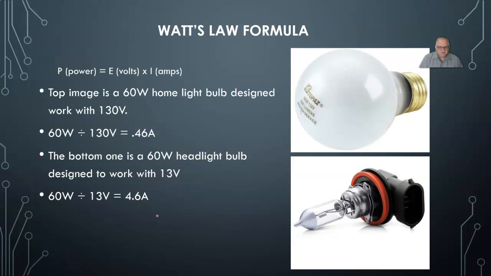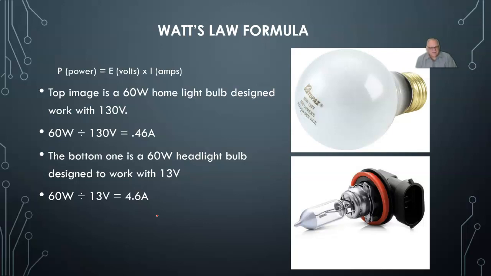Now on this one here, this is a high beam headlight, which is a 60-watt light bulb. So same 60-watt light bulb, but now with the car, we only have 13 volts. I chose 13 just for this demonstration instead of going with 14. So 60 watts divided by 13 volts is 4.6 amps.